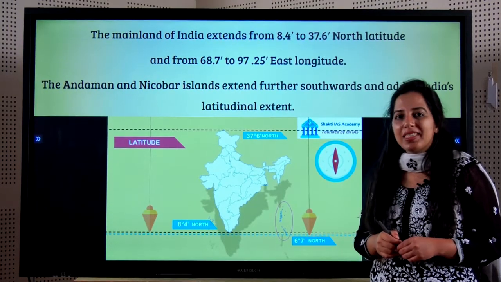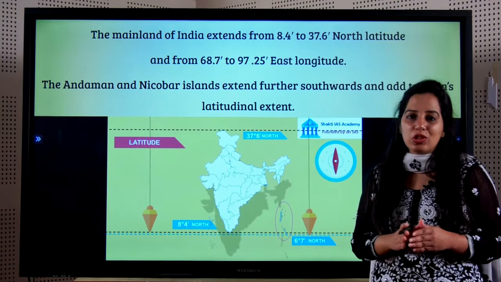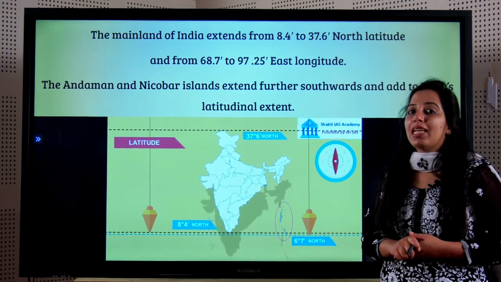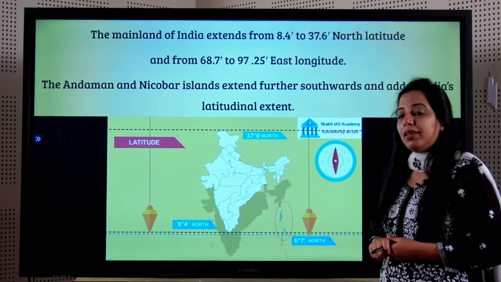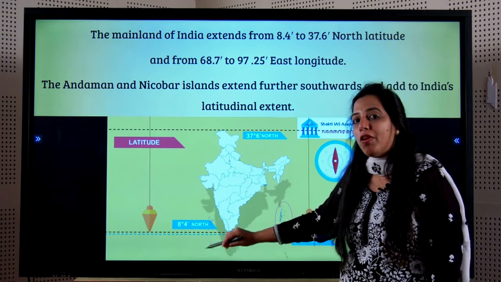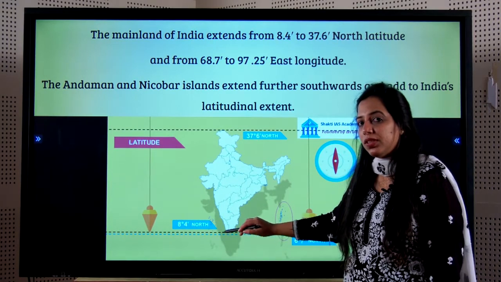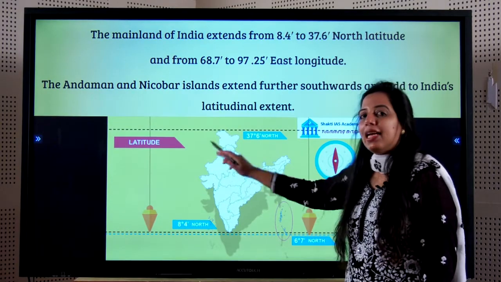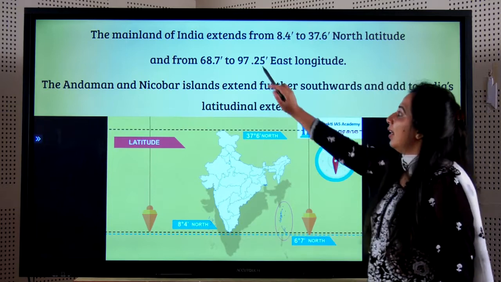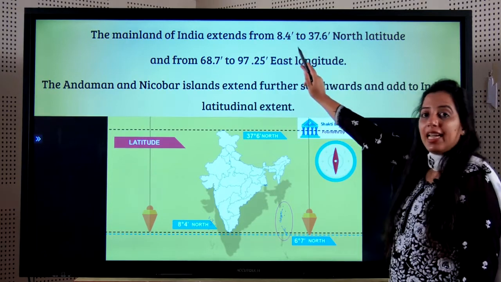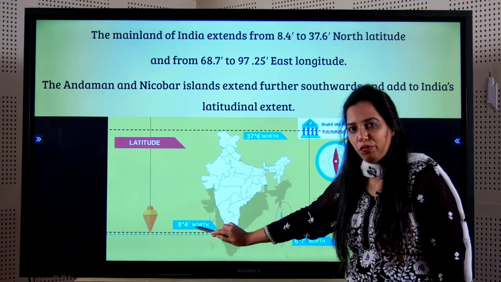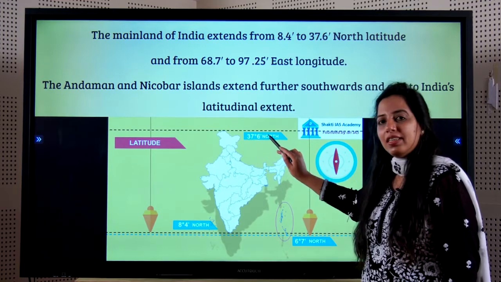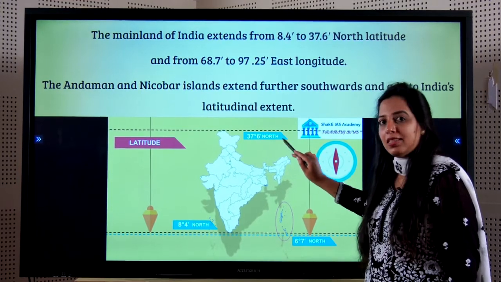Students, now we are going to discuss the latitudinal and the longitudinal extent of India. When I talk about latitude, I am going to talk about from what point in the northern hemisphere to what point in the northern hemisphere the mainland of India is situated. India extends from 8 degrees 4 minutes north to 37 degrees 6 minutes north.